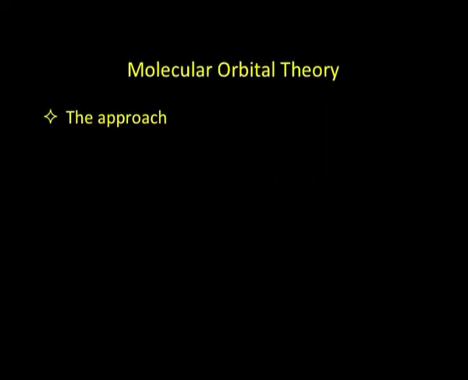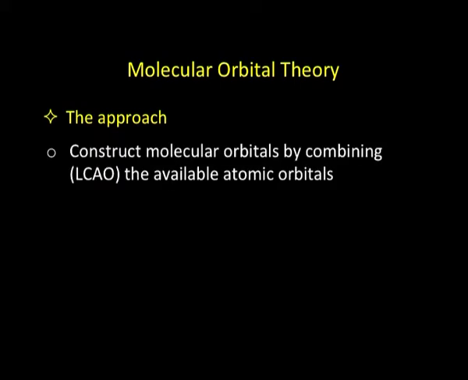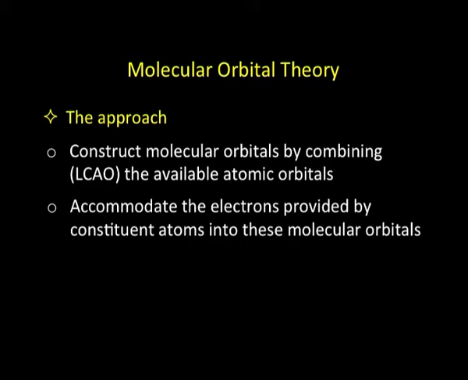We use molecular orbital theory to understand chemical bonding in different kinds of molecules. The approach is as follows: as a first step, we construct the molecular orbitals by combining the available atomic orbitals, and we use the LCAO approach for the purpose. Thereafter, we accommodate the electrons provided by the constituent atoms.